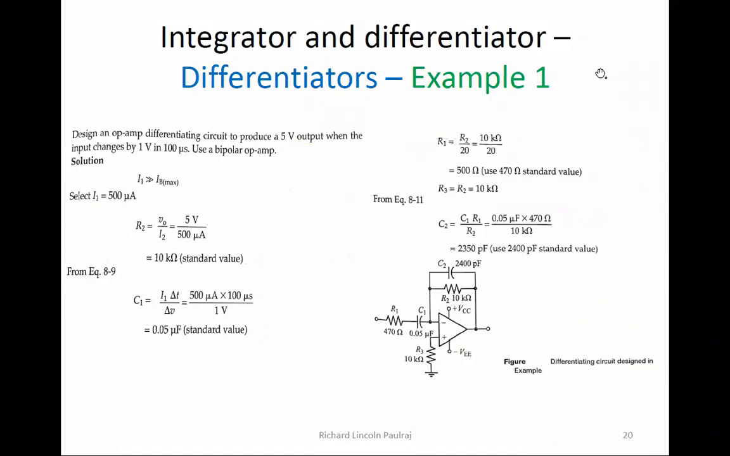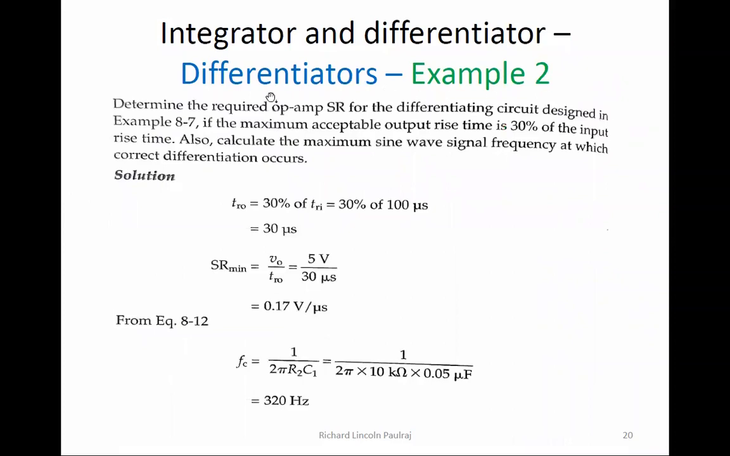We'll move on to the next one, which is the second example. Here we are trying to make small changes. There is something called rise time and fall time. TR naught is actually referring to the rise time, and O is referring to output. Output and T rise time.